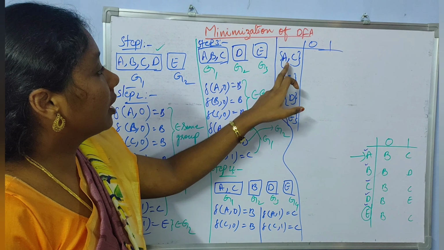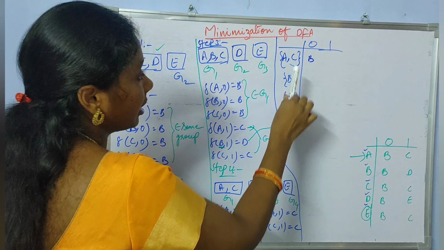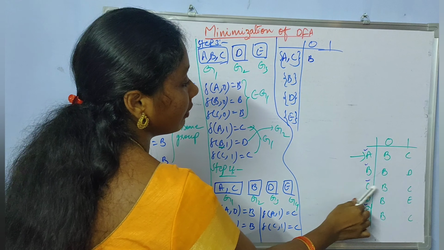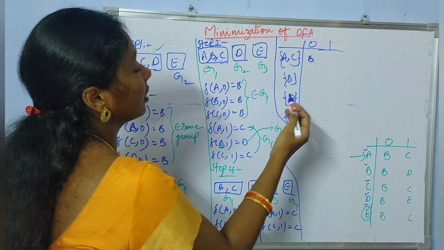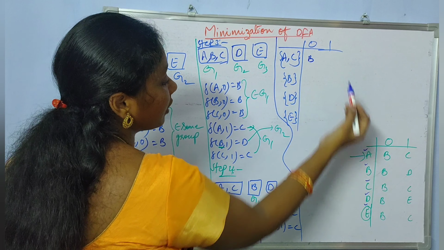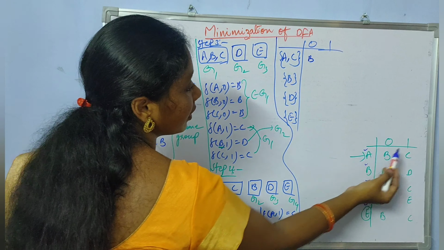So from A, here from state A with input 0, it goes to what? So A with input 0 goes to B. Next C with input 0. C with input 0 goes to B only. So this is enough here. Next, A with input 1. A with input 1 goes to C. Next, C with input 1. C with input 1 goes to C only. So this is also enough here.